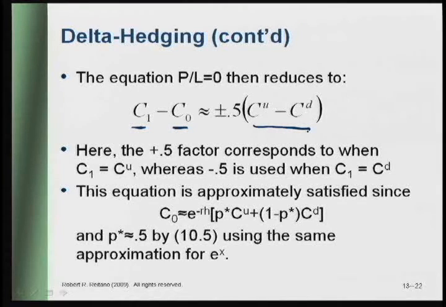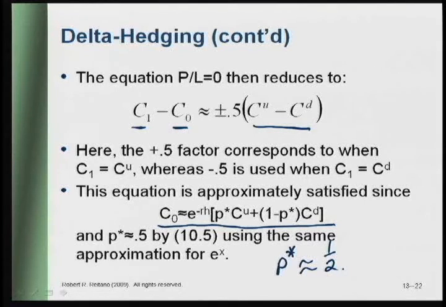And the answer is yes, it is. It's satisfied because the value of the call option is an expected present value of those prices. And in fact, P star is approximately equal to a half, and I'll show that in just a minute. And because P star is about a half, C0 is approximately the average. It's the present value of the average, but it's approximately the average of CU and CD.